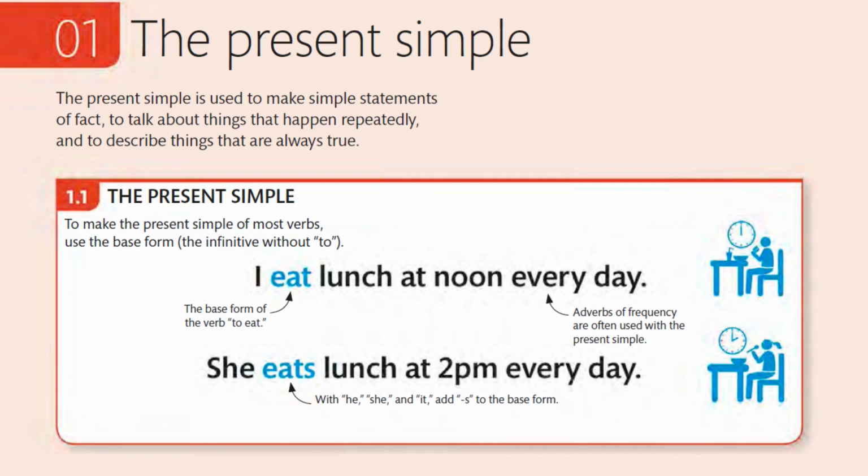I eat lunch at noon every day. The base form of the verb to eat. Adverbs of frequency are often used with the present simple. She eats lunch at 2 p.m. every day. With he, she, and it, add s to the base form.